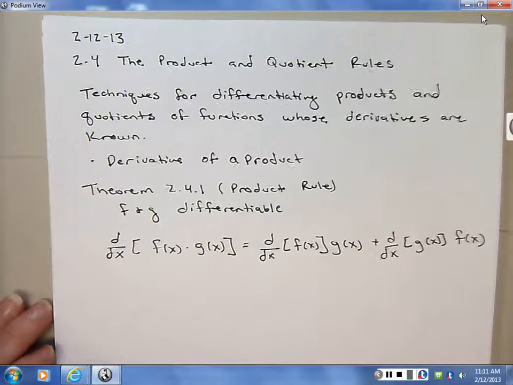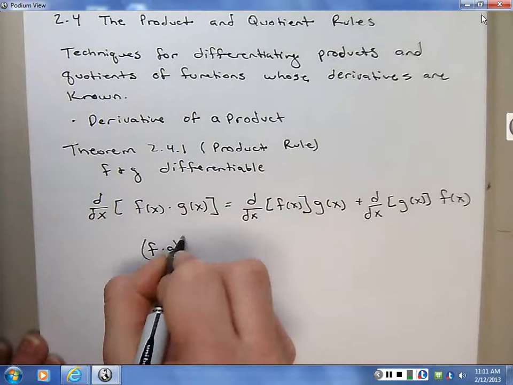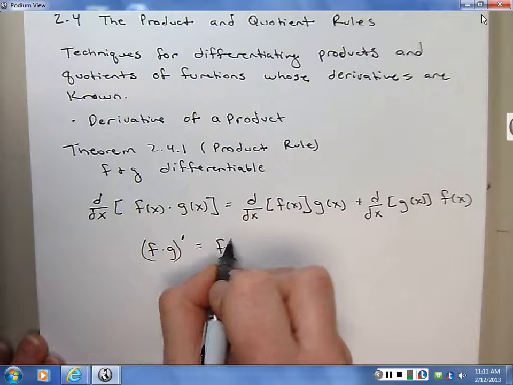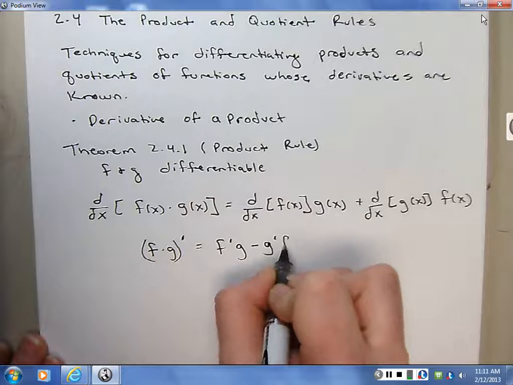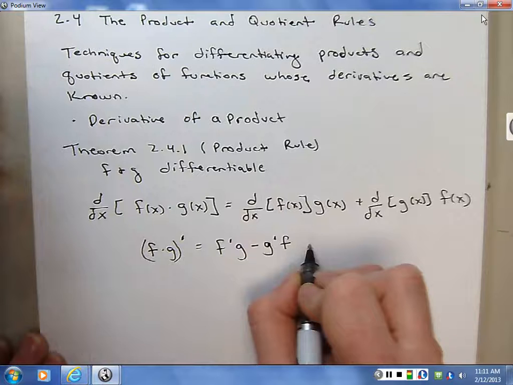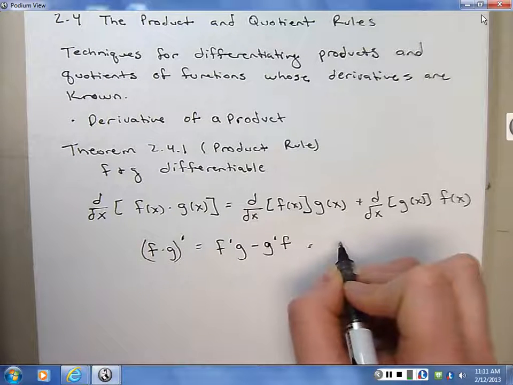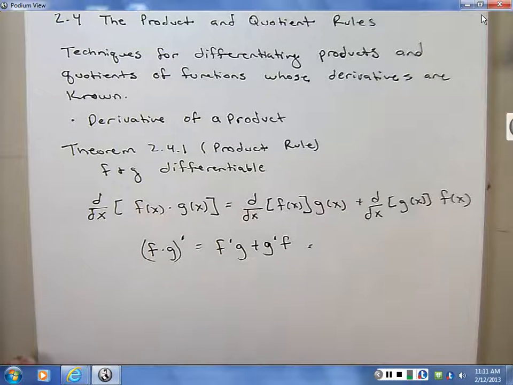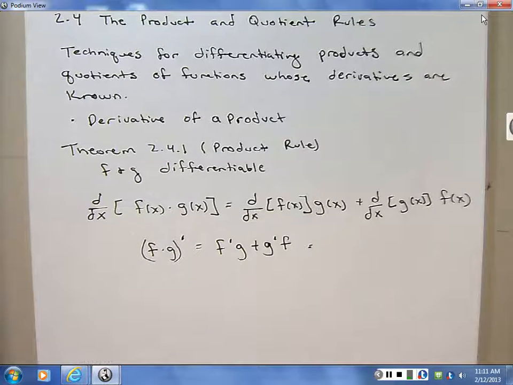A little more compact way to write it, if I'm taking the derivative of a product: derivative of the first function, hold the second one, plus the derivative of the second one, hold the first one. Another way to write it would be, I don't know if your book, yeah, it is plus, sorry, thank you. Your book uses a little different notation, but it means the exact same thing.